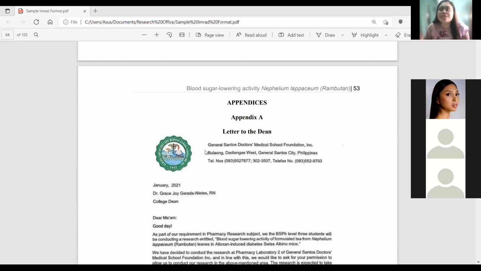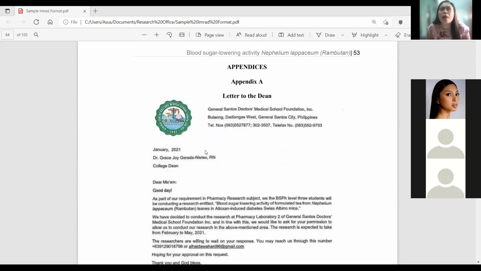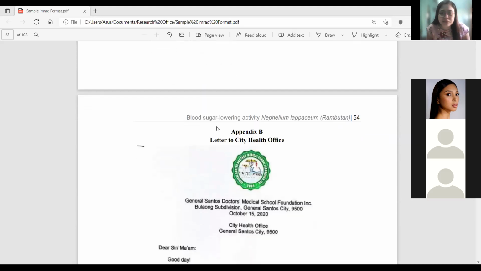You may include sample letters addressed to people that you want to ask permission from. Like for example, this time, a letter to the dean. This is actually a letter asking permission from the dean to allow the students to conduct the research in the school, or other researchers include a letter to the dean asking permission to conduct the research somewhere else. So the first one is the letter to the dean.